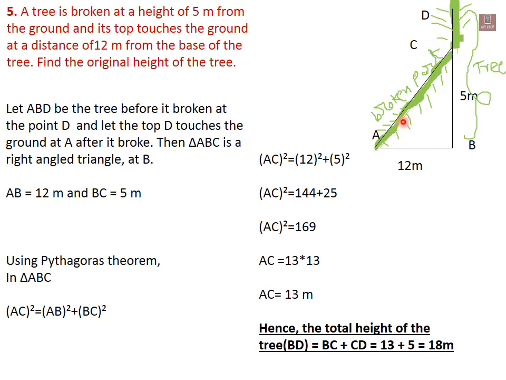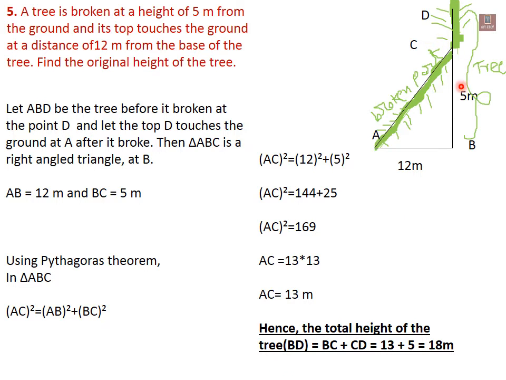Okay. So we have got this part. What is this part? AC is nothing but CD. CD fell down and touched the ground. So AC is equal to CD. CD is equal to 13 meters and the remaining part of the tree is 5 meters. So the total length of the tree is 13 meters plus 5 meters, which is equal to 18 meters.